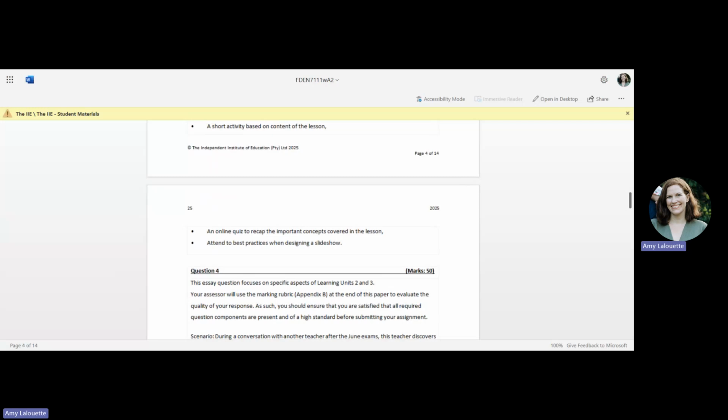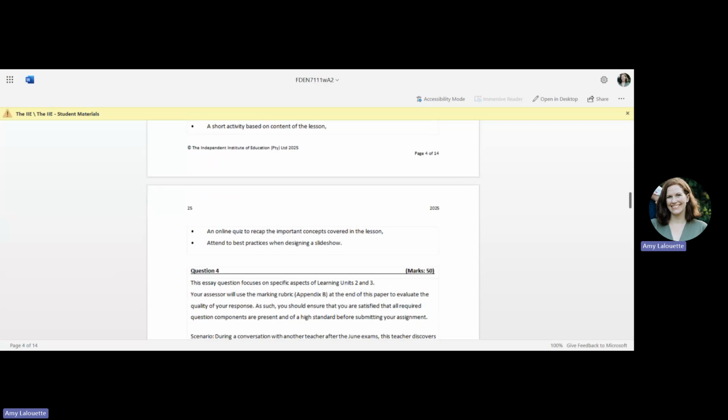So include the screenshots. And then finally, attend to best practices when designing a slideshow. What that means is, what makes a good slideshow? So you need to think about things like visuals, things like layout, things like background images. You don't want to do too much, but you don't want it to look boring. Is it easy to read? Are all the visuals that you have in your slideshow relevant to the information that you are conveying?